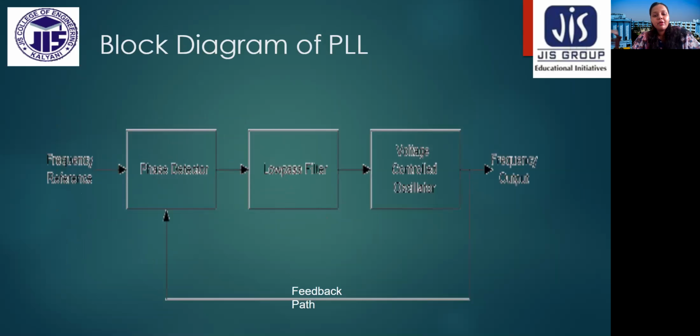This is the basic block diagram of PLL, where this is the input frequency which falls into the phase detector. From the phase detector it gets into the low pass filter, then the voltage controlled oscillator, and then we are getting the output frequency, and the same signal is getting fed back to the phase detector.